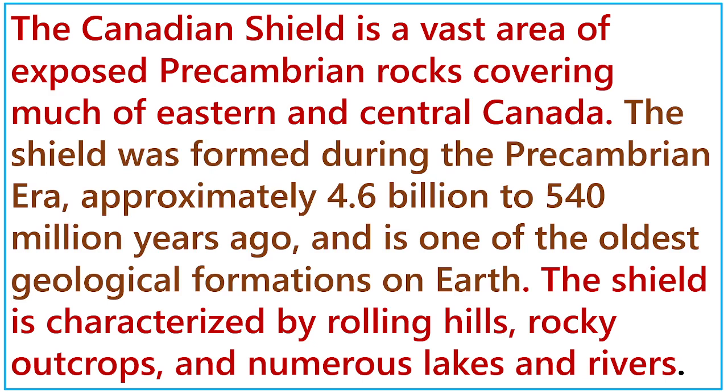The Canadian Shield is a vast area of exposed Precambrian rocks covering much of eastern and central Canada. The Shield was formed during the Precambrian era, approximately 4.6 billion to 540 million years ago, and is one of the oldest geological formations on Earth. The Shield is characterized by rolling hills, rocky outcrops, and numerous lakes and rivers.